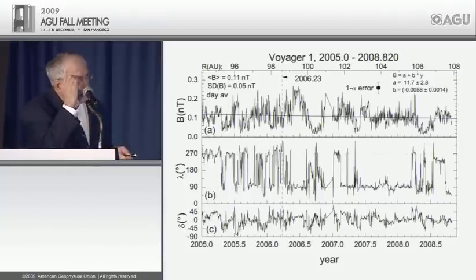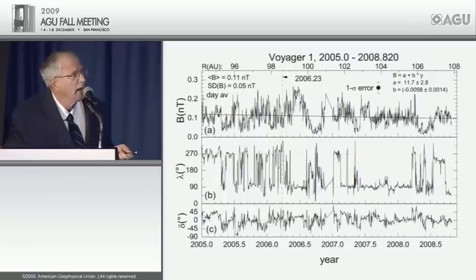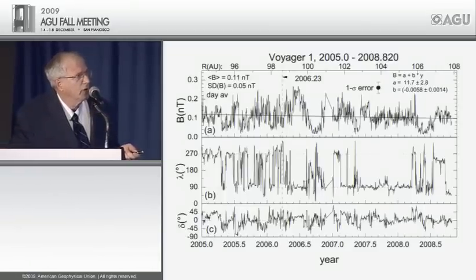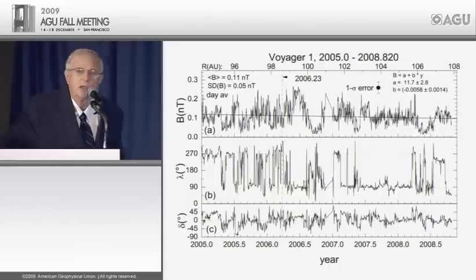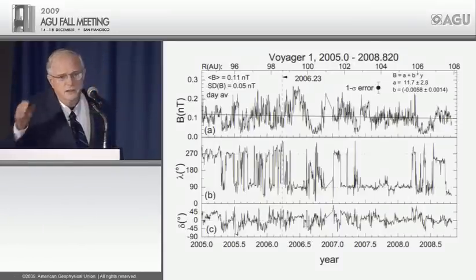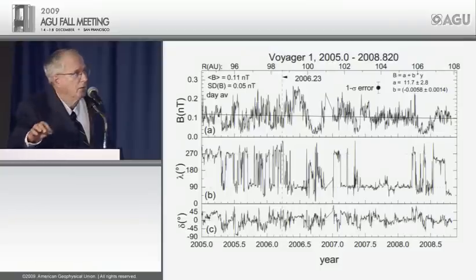The top panel shows the magnetic field strength measured by Voyager 1 from just behind the crossing of the termination shock in 2005, out as far as we have processed the data, 2008.8. As I said, we were expecting, based on quasi-stationary models of the heliosheath, that the magnetic field strength would increase with increasing time. And we found that, in fact, it's decreasing. So the question is, why should the magnetic field strength be decreasing, with something missing in those models? I'm going to come back to that question.